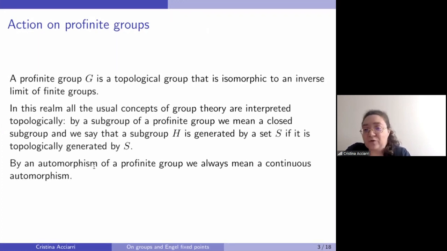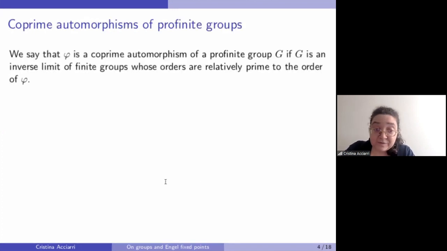And of course, we are going to talk about automorphisms. By automorphisms of a profinite group G, I mean a continuous automorphism. Since I will be interested in coprime action, what we mean by a coprime automorphism of a profinite group is that phi is an automorphism of our profinite group G, and G is an inverse limit of finite groups.